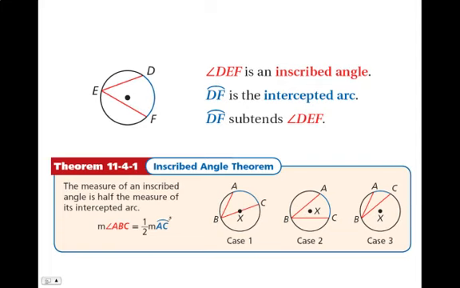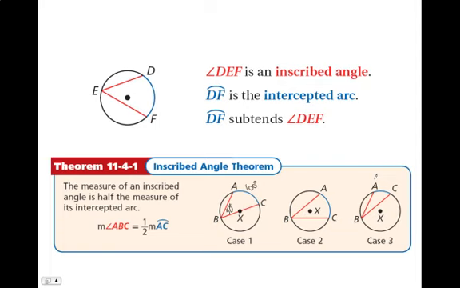So the measure of an inscribed angle is half of its intercepted arc. So if arc AC is 100 degrees, we know that angle B would be 50 degrees. This is when one of the sides of the angle goes through the diameter, or through the center, goes around the center, or doesn't go around it at all. These are three different cases in which you have inscribed angles.